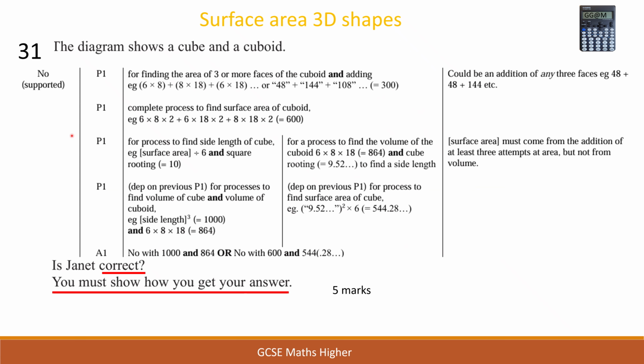The mark scheme says no, she's not correct. P1 means a process mark. So these are the processes to show the method, and the answer mark is got to be the reason why you're given this. So as I've explained through the processes, read through, see if you've got the answer that no, they're not the same, and then press play when you're ready to see more.